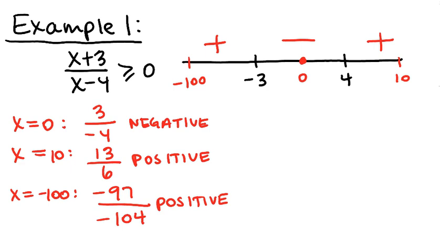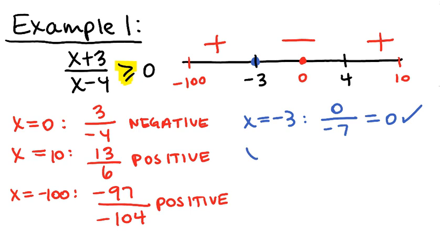Okay, so we're almost done, right? But we're interested in where this thing is greater than or maybe potentially equal to 0. And so for that, I'm going to need to check these actual points at negative 3 and 4. Okay, so x equals negative 3. We have 0 over negative 7. That's okay. That's equal to 0. Okay, so that's good. Just include that as well.